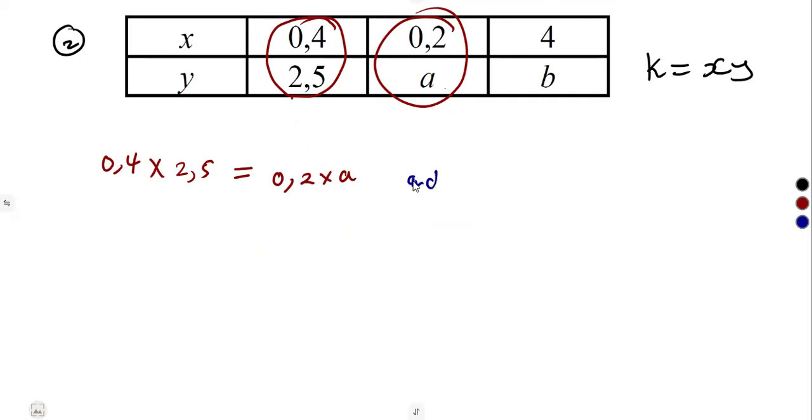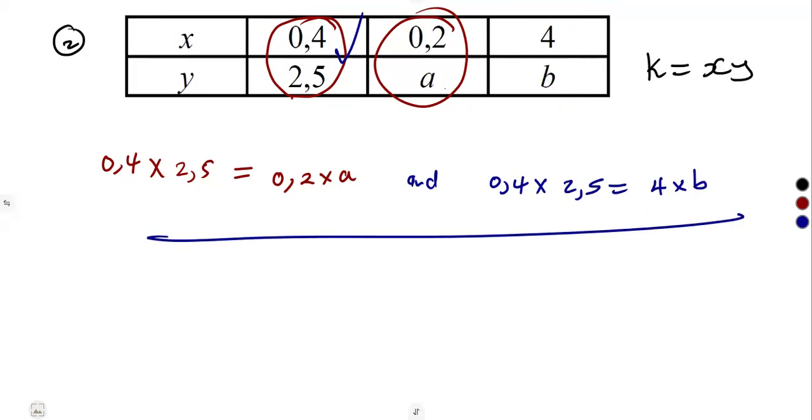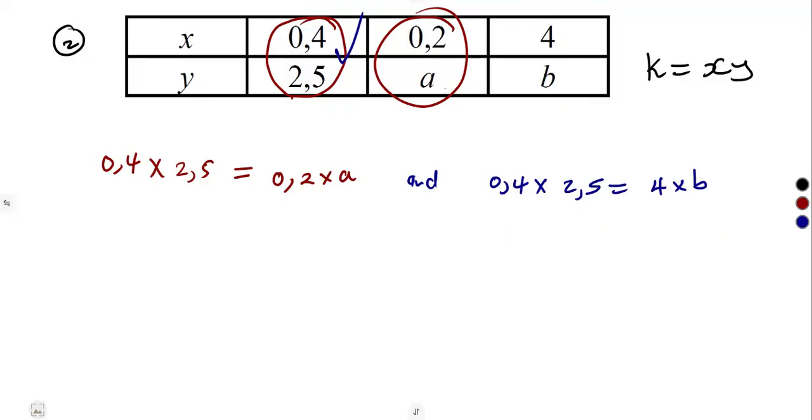And this part where it is complete, where we do not have any variable, we take it as it is again. 0,4 times 2,5 must be equal to this one, which is 4 times B. Two equations formed at the same time. We can solve these two.